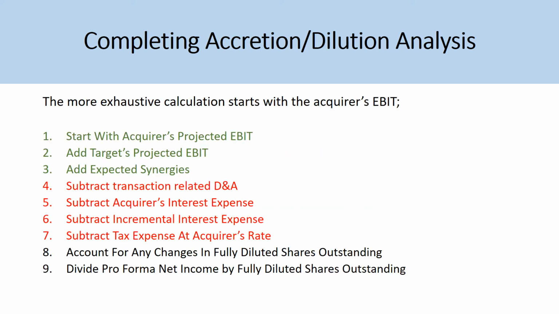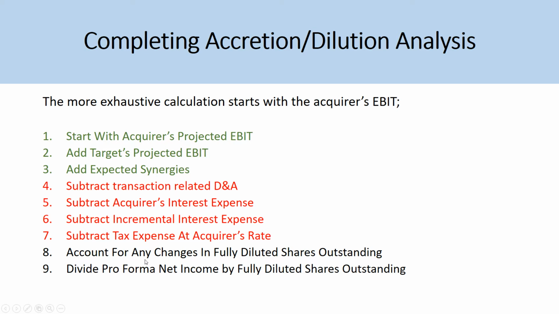Now, a more exhaustive calculation, really the fuller calculation which you would do in Excel if you were to actually complete a full accretion dilution analysis. You start with the acquirer's projected EBIT, you add the target's projected EBIT, you add any expected synergies, which will result in the new standalone company increasing its EBIT. You subtract the transaction-related depreciation and amortization, so any new D&A. You then subtract the acquirer's interest expense and any new incremental interest expense that has resulted from the transaction. You then subtract the tax expense at the acquirer's marginal tax rate, and that would be the new pro forma net income from that result, right?